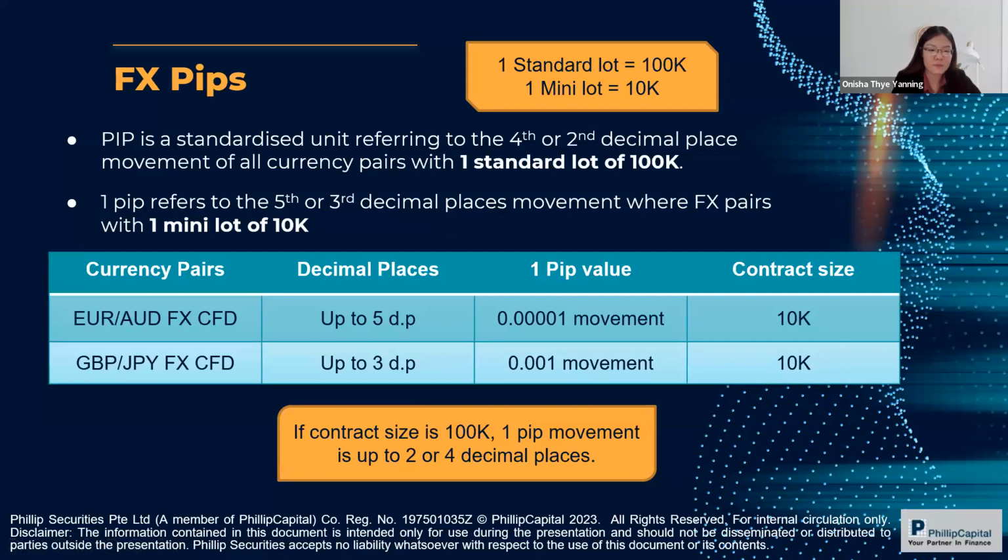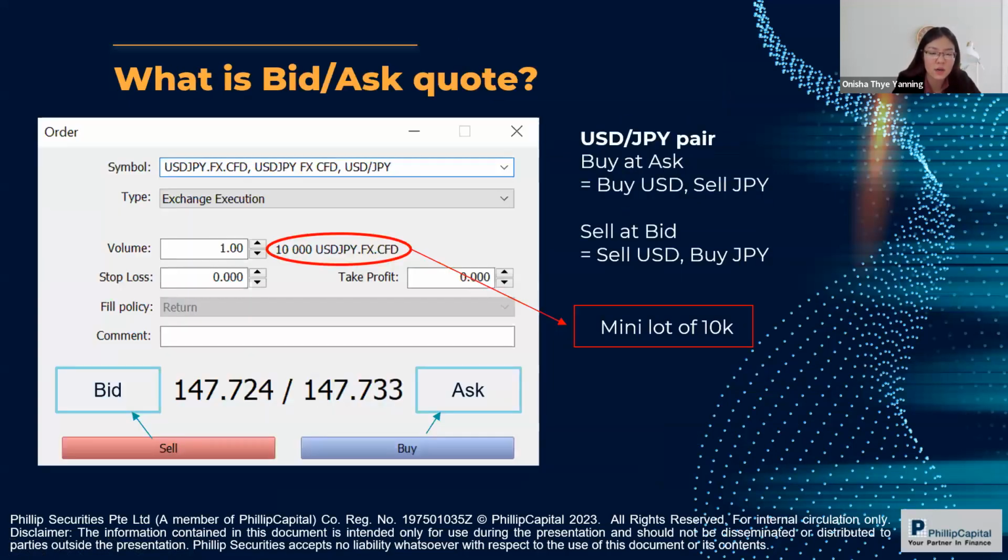Now, here on our MT5 platform, we have this order ticket to show you the bid and ask quote when you trade FX on our MT5 platform. In this case, the execution means that you are buying or selling at the market price. The volume of one lot equals 1 mini lot, which is 10K. As you can see here, we have 10K of USD Japanese yen, FX CFD. Here is the bid and ask price for USD Japanese yen. You will always buy at the ask and sell at the bid.